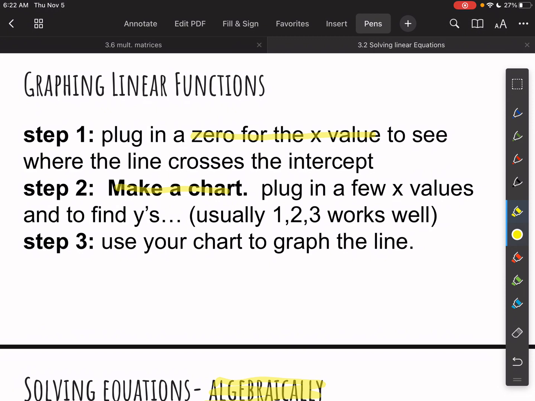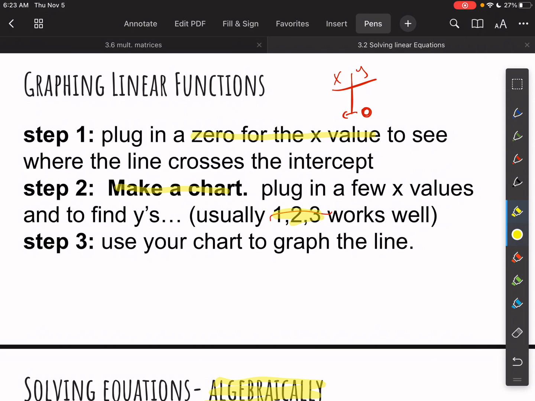We can also plug in, as a side note, you can also plug a 0 in for y on an xy table. If you plug a 0 in for y, which is kind of what we're doing algebraically today, we can see what the x-intercept is, which is where the solution is, right? So that's important too. So step 2, we make a chart, plug in a few x values to find the y's. I said usually 1, 2, and 3 works. We'll see later on that if we have fractions, other numbers work better, but you can also use like -1, 0, 1. We just need to get a couple points in order to figure out what that line's doing.